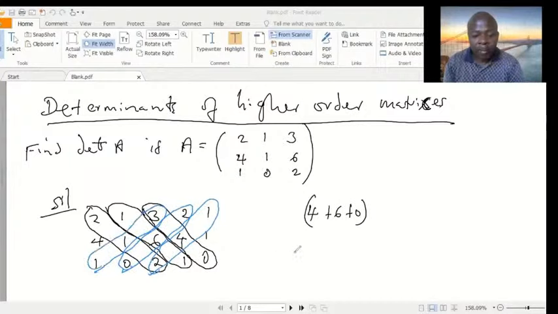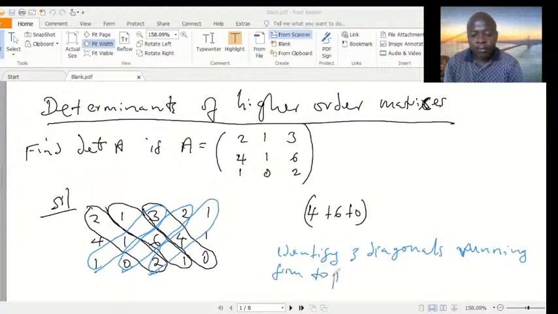So what I'm saying is identify 3 diagonals running from top right to bottom left. Multiply along these diagonals, multiply and add the result.